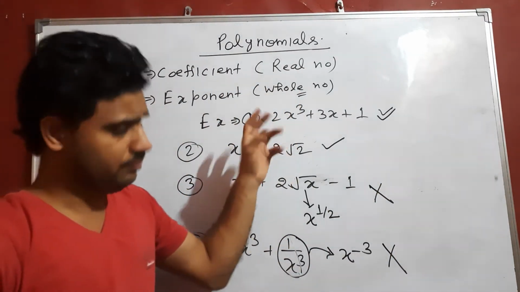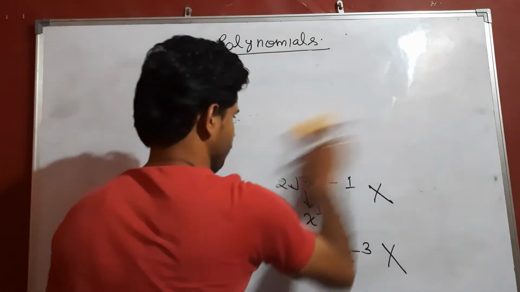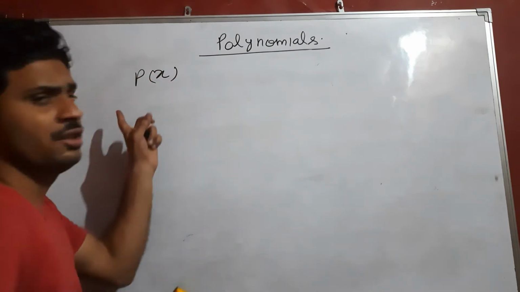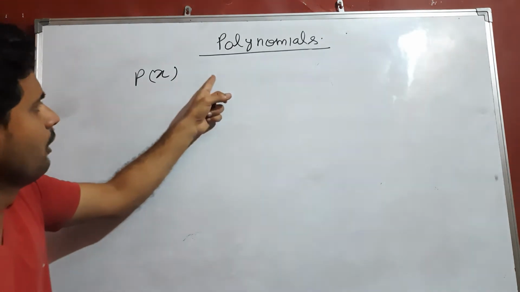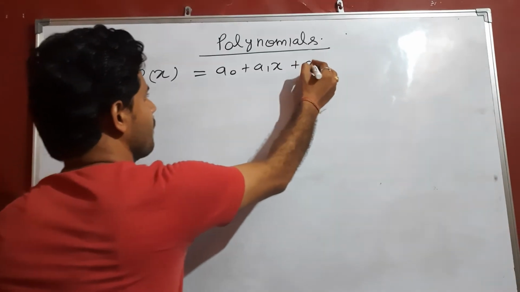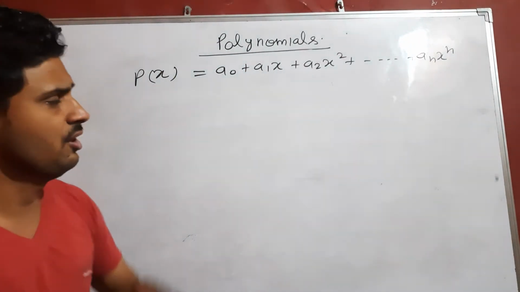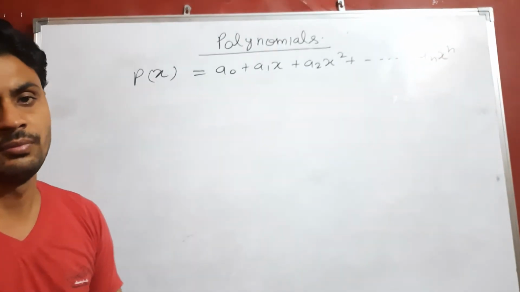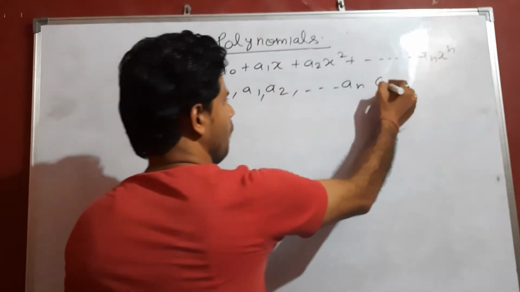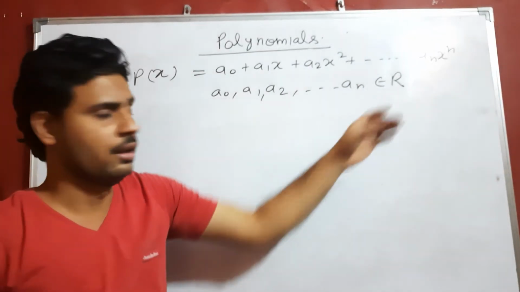So, we can generalize the polynomial. It's the general form of a polynomial. It is written as P(x), where P stands for polynomial and x stands for the variable contained in the polynomial. P(x) equals a0 plus a1x plus a2x square plus ... plus an x power n. We have some conditions: a0, a1, a2, ..., an belong to real numbers. Means the coefficients of variables always belong to real numbers.